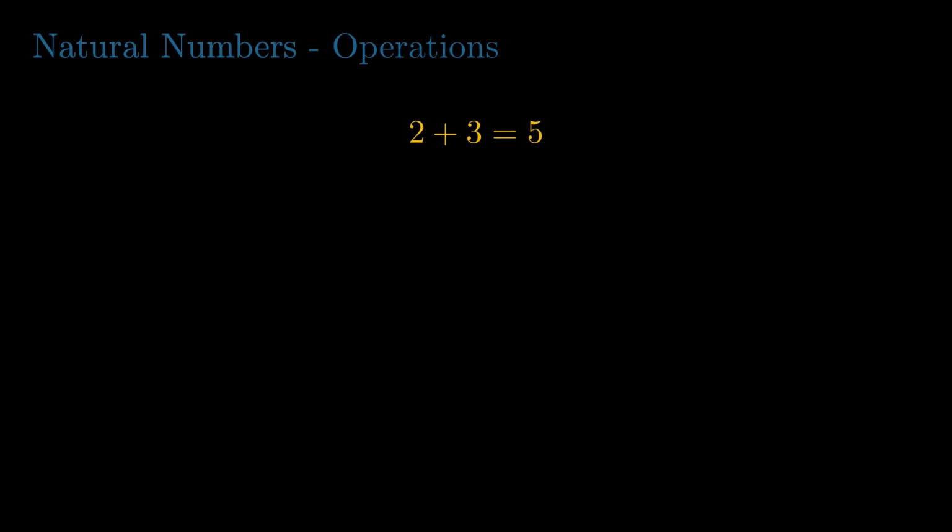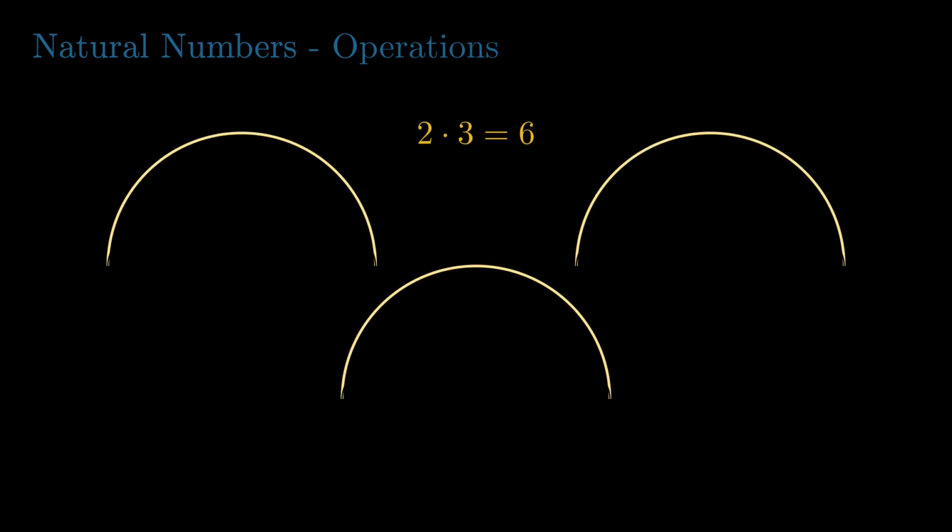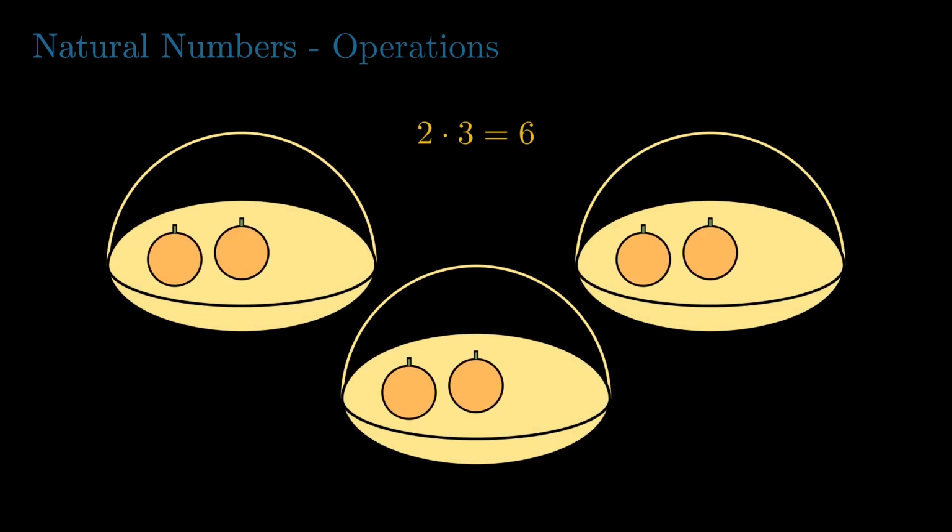The other operation we can think of is multiplication. Back to the oranges example, we can think of the situation of 3 baskets, each with 2 oranges in it. The total is retrieved by the operation 2 times 3 equals 6, which means we take 2 oranges 3 times. But the multiplication is just adding multiple times the same number. In this case, 2 times 3 equals 2 plus 2 plus 2, which is equal to 6.